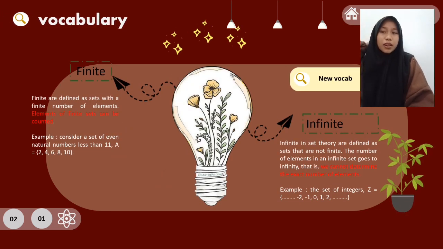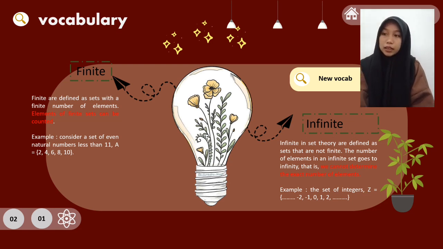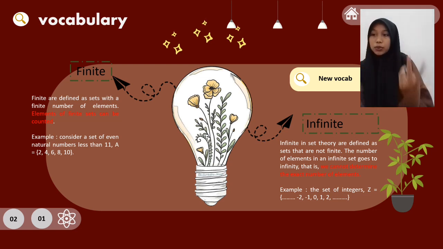Next, we have finite. Finite sets are defined as sets with a finite number of elements. Elements of finite sets can be counted. Example: consider a set of even natural numbers less than 11. So A equals 2, 4, 6, 8, and 10.